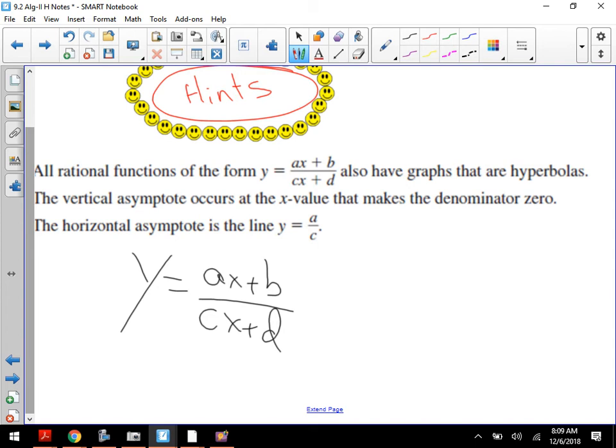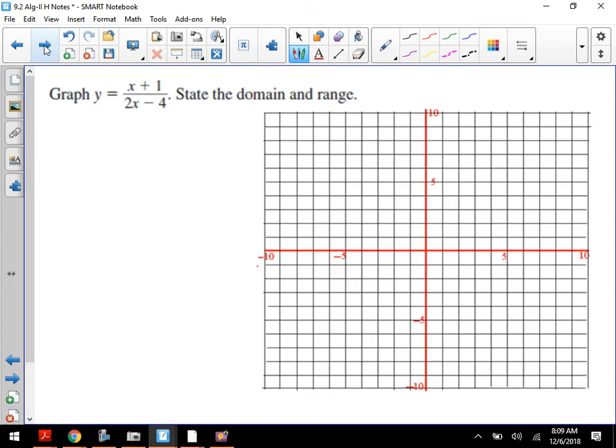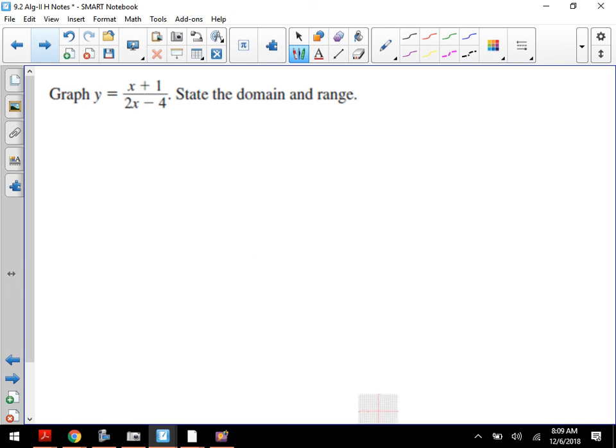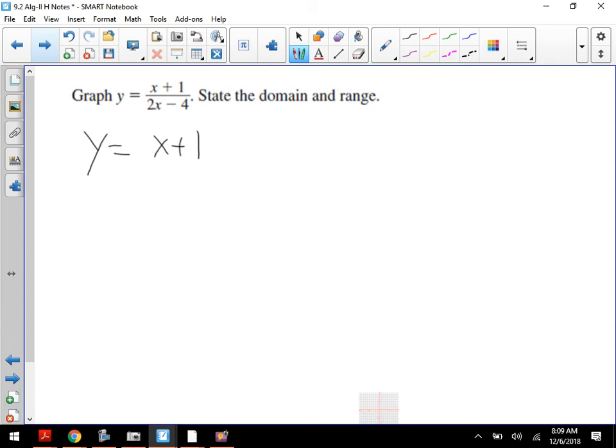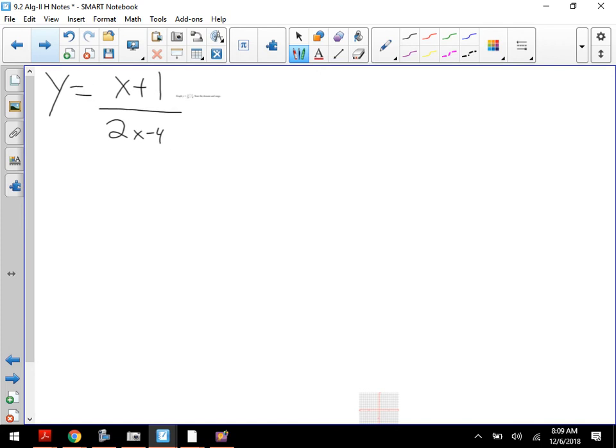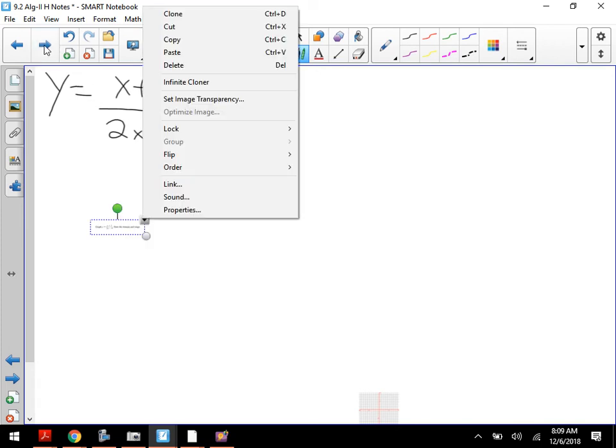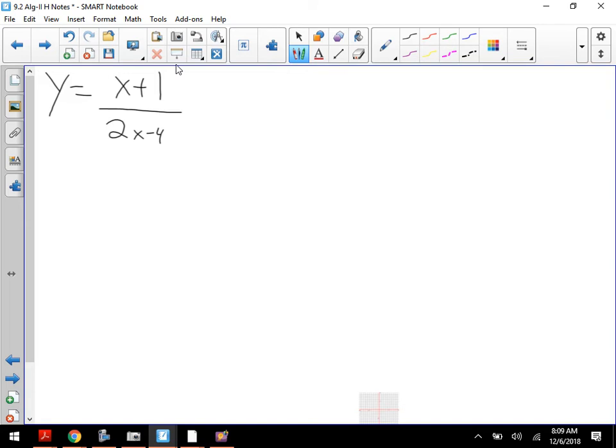All right. So let me show you an example of this. Graph paper. Y equals x plus 1 over 2x minus 4. And we'll talk about domain and range here in a second. So when you have this, you'll notice right away they share the same degree. The degree is the same in the numerator and denominator because they both have a variable.